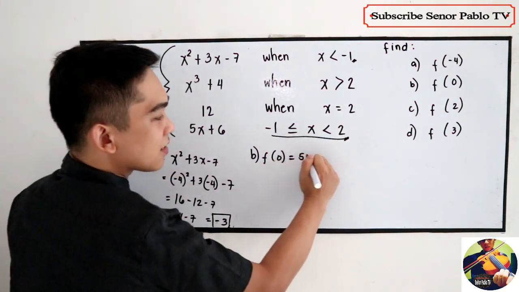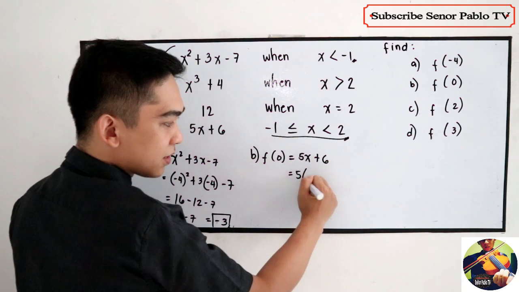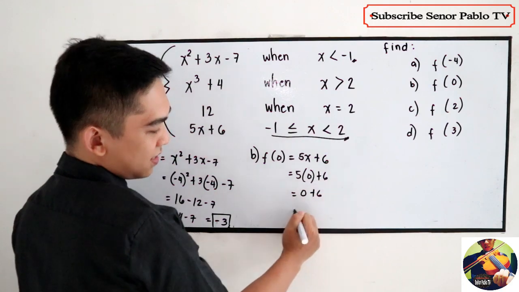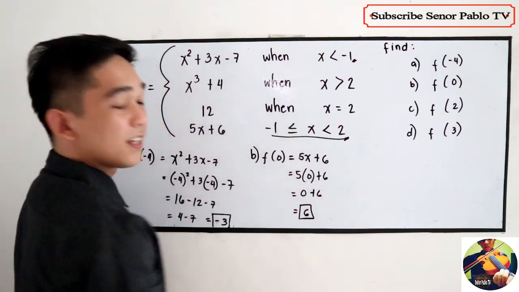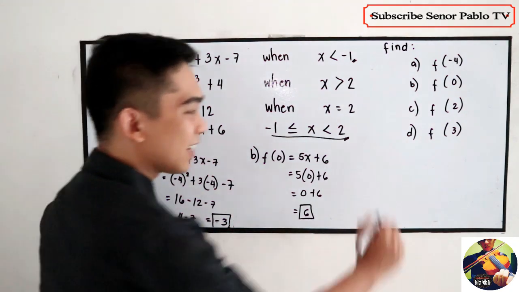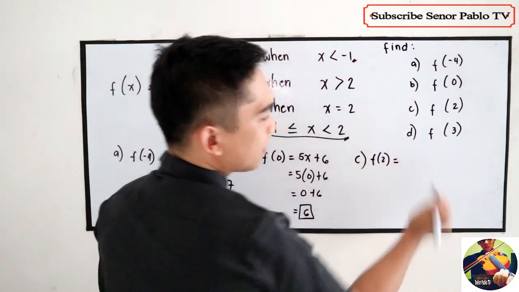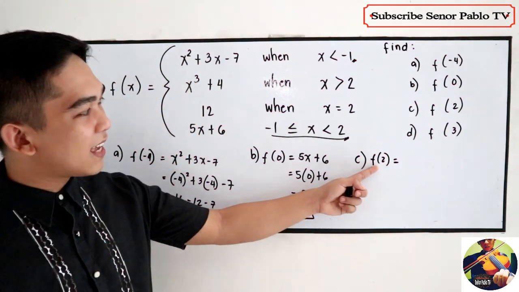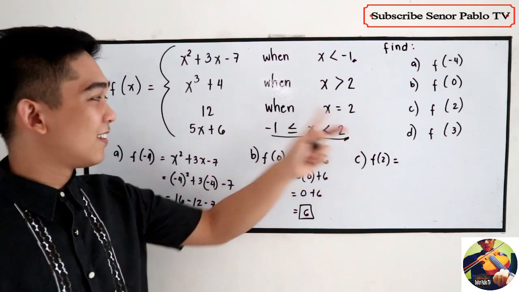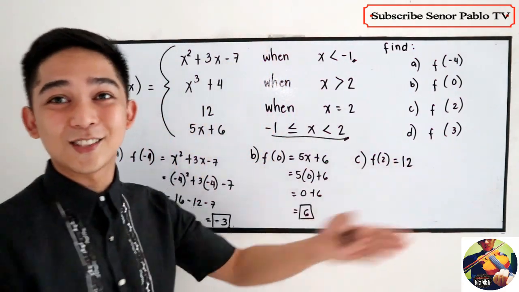Okay? 5x plus 6. Substitute natin. 5 times 0 plus 6. 5 times 0, that is 0 plus 6. And this is 6. So, ayan na ngayon yung value ng f of 0. 6. Letter C. F of 2. Pansinin natin na dito sa third condition natin, x is equal to 2. So, siya na yan. That is a constant function which is 12. Tapos na siya agad. Sana ganyan lang lahat.